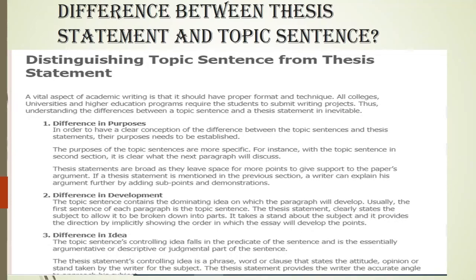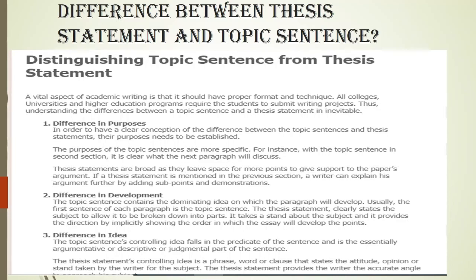Now let's talk about the difference between a topic sentence and a thesis statement. The topic sentence and thesis statement vary in different aspects. The first aspect is the difference in purpose. The purpose of topic sentences is more specific. For instance, with the topic sentence in the second section, it is clear what the next paragraph will discuss. Thesis statements are broad as they leave space for more points to support the paper's argument.